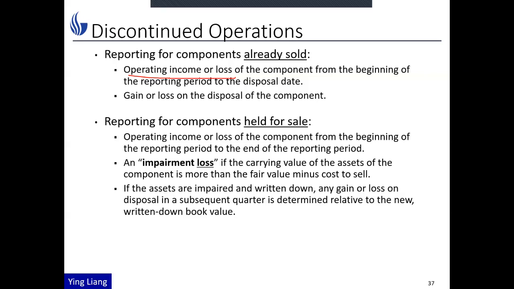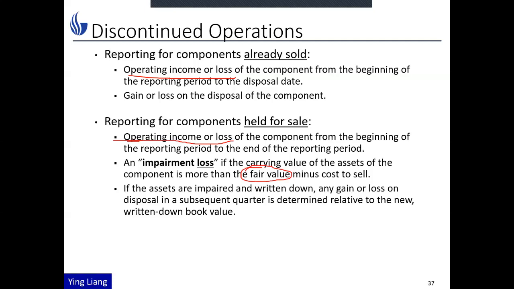Now, how do we report for the second situation, components held for sale? We're gonna do something very similar. Of course, we're gonna report the operating income or loss. But in this case, since there is no disposal date, it must be from the beginning of the reporting period to the end of the reporting period. Now we haven't set up the transaction price, but there is a fair value of this component. So there will be an impairment loss if the carrying value of the assets of the component is more than the fair value minus cost to sell.